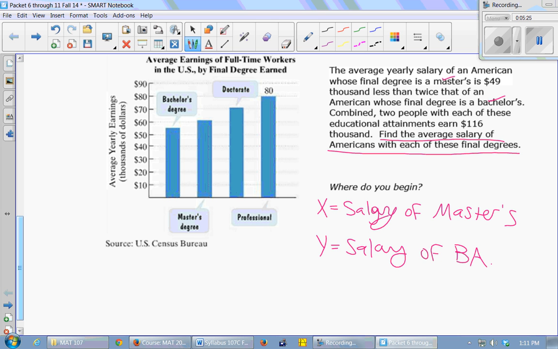All right, so for me, this sentence, combined two people with each of these educational attainments earn $116,000, is much easier to translate than the first one, so I'm going to do this one first. So two people, one with a master's and one with a bachelor's, together they earn $116,000. So x plus y equals 116.